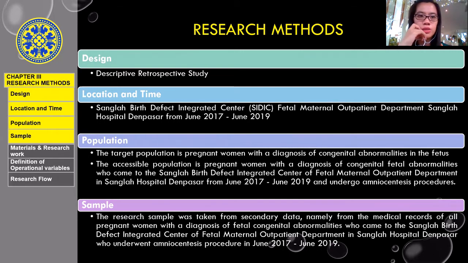2 years is good enough to evaluate the progress, the success of amniocentesis in revealing the chromosomal abnormalities. And the target population is pregnant women with a diagnosis of congenital abnormality in the fetus. The sample was taken from secondary data, namely from the medical records of all pregnant women with a diagnosis of fetal congenital abnormalities who came to Sanglah Birth Defect Integrated Center of Fetal Maternal Outpatient Department in Sanglah Hospital.